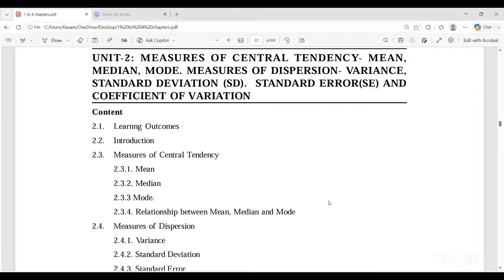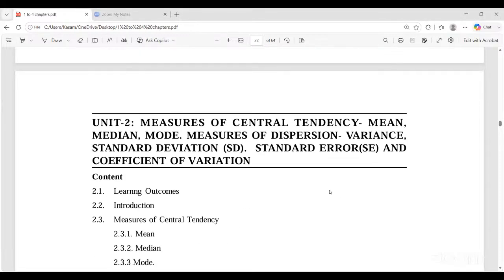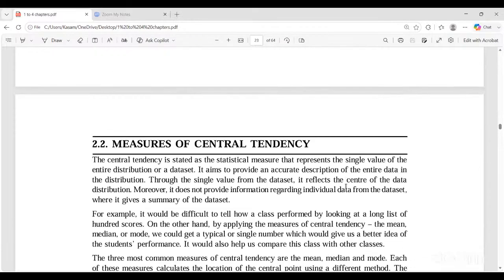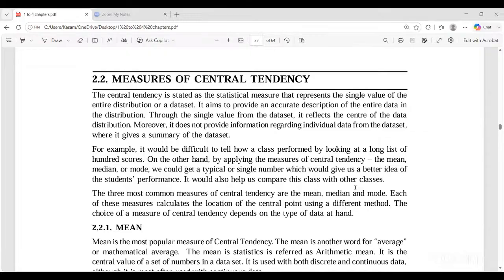Now mean, median, and mode. This is the most important chapter. It is purely the statistical part. Measure of central tendency means mean, median, and mode.